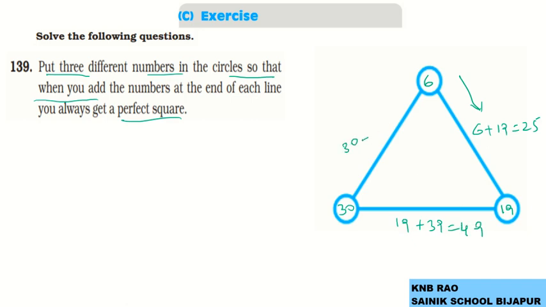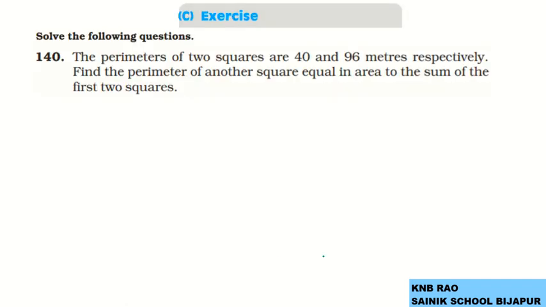30 plus 6 gives you 36, which is again a perfect square. So these are the right answers. Next, coming to question number 140: the perimeters of two squares are 40 and 96.